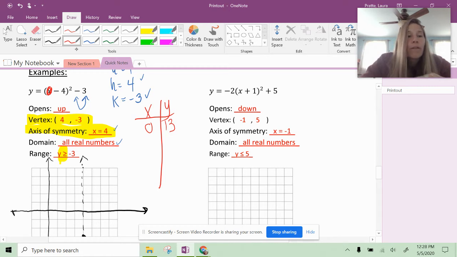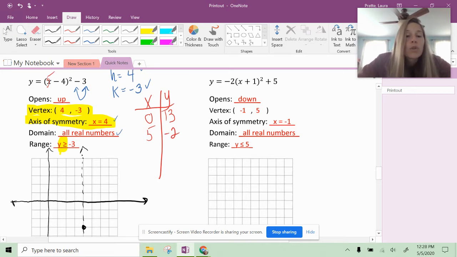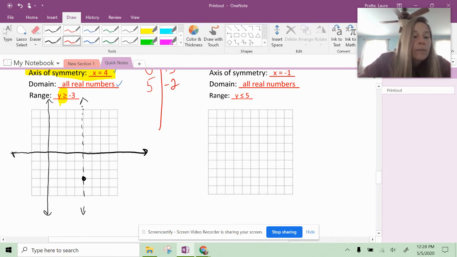If I pick a 4, and I put a 4 in here, 4 minus 4 is 0, and that's going to make it kind of easy. If I put in a 4, oh wait, I already have 4, so bad idea. Okay, so let's try something else. Let's try 5. How about that? If I put in a 5 for x, 5 minus 4 is 1. 1 squared is 1, and 1 minus 3 is negative 2. So I'm going to go over here and plot my point, (5, -2), and I'm right here.